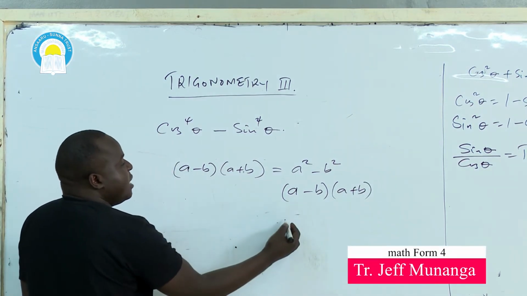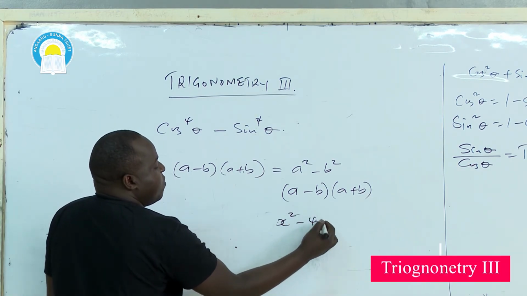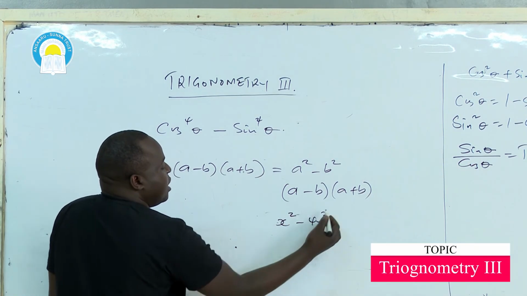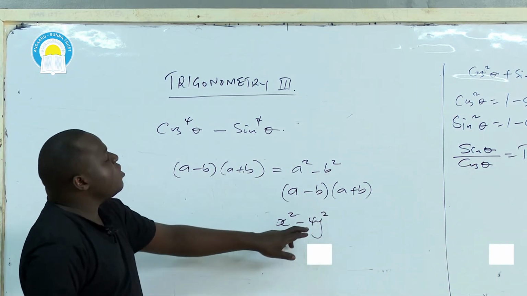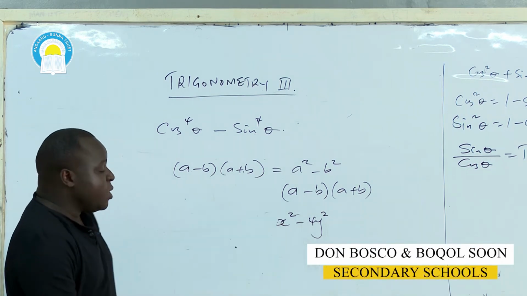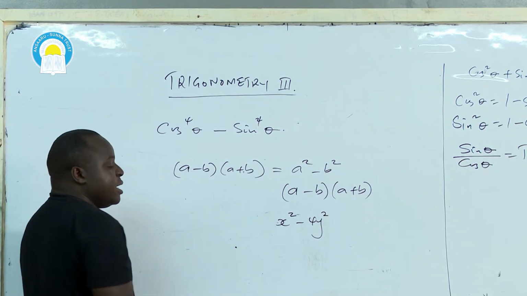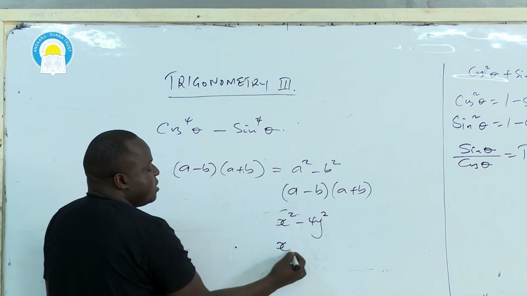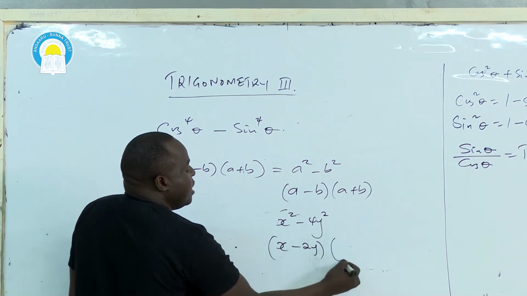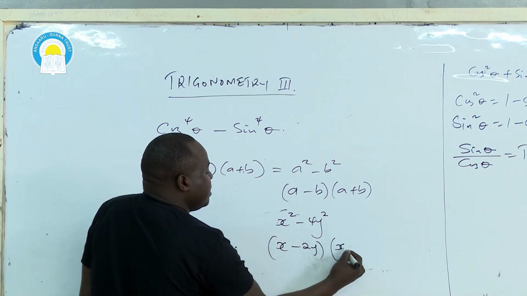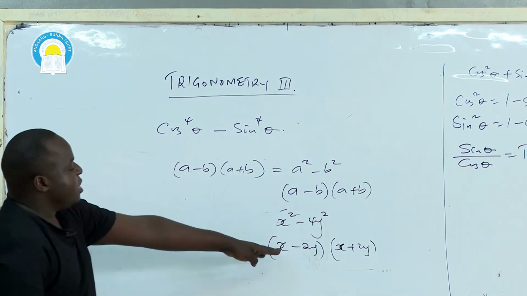Which means if I had a number like x raised to 2 minus 4y raised to 2, and I want to factorize this, first I'll check if it's a difference of two squares. Indeed, it is, because this is a perfect square and the sign in between is negative. So the square root of this is x, the square root of this number is 2y. Then it will be x minus 2y, then repeated, x plus 2y. Change in signs, but the same values.